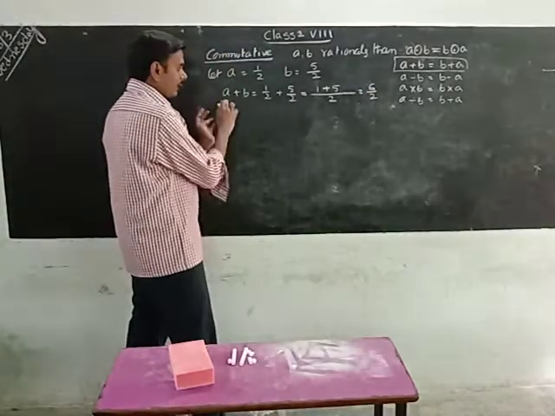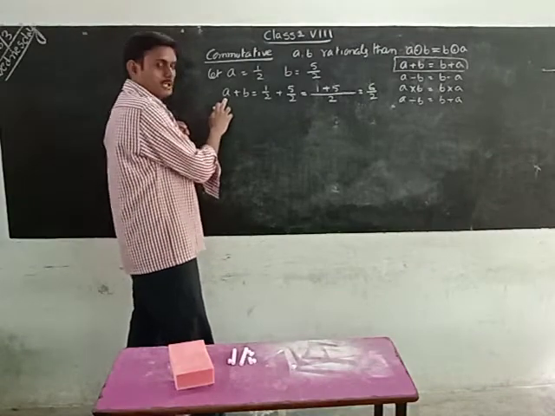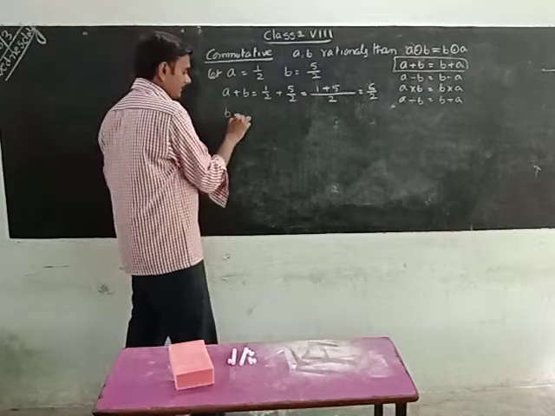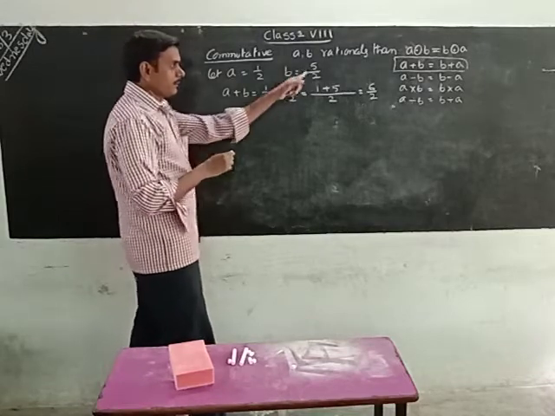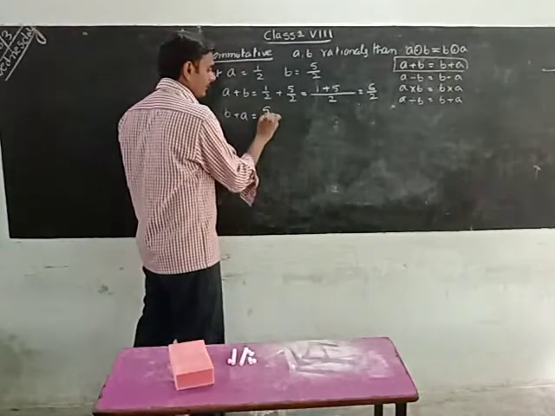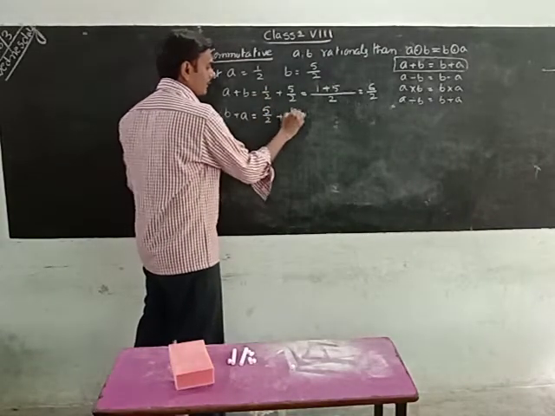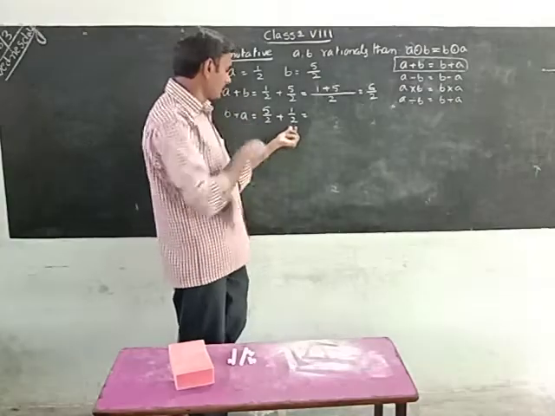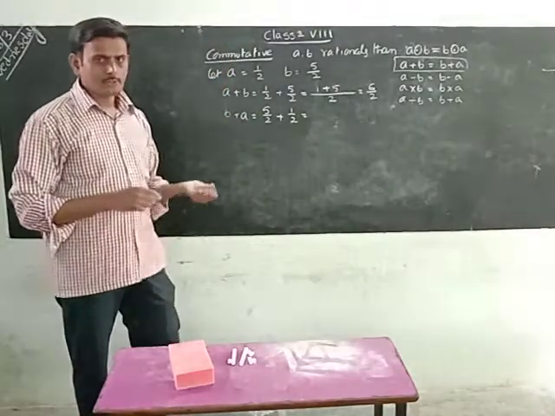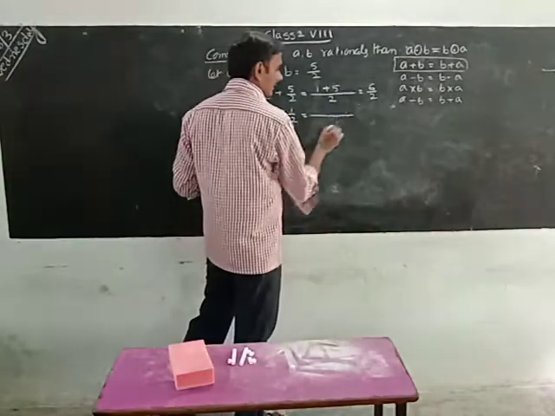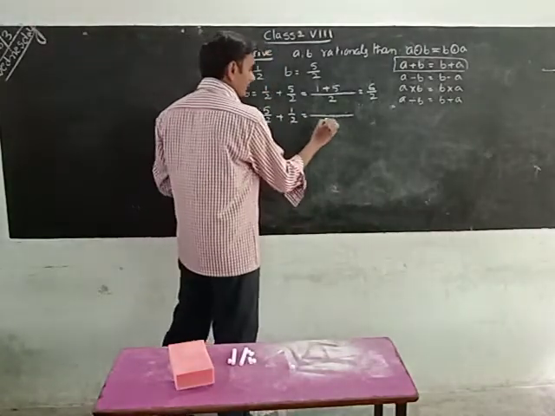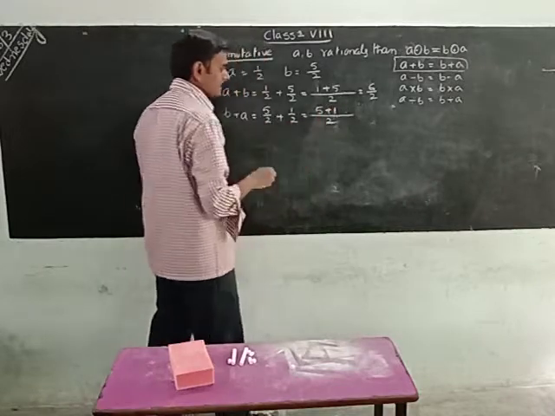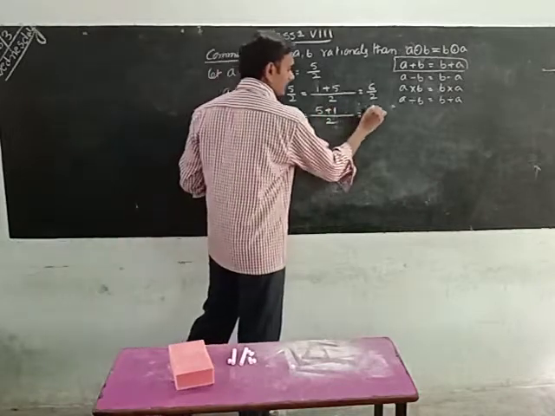Now change the order of A and B. Here first A, later we added B. Now change the order, B plus A. B plus A means, what is the B value? B is 5 by 2. Next A is 1 by 2. Now if you observe here also, denominators are the same. Whenever denominators are the same, we can add or subtract the numerators according to the sign of the number. So 5 plus 1 means 6 by 2.